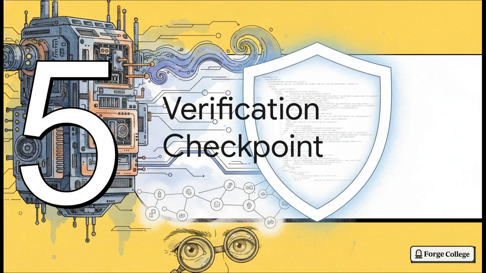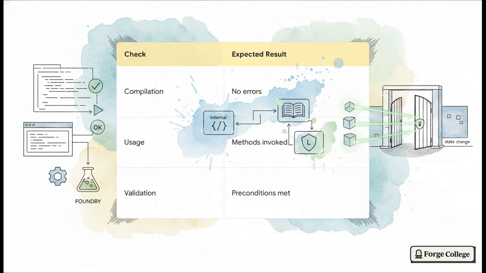Section 5. The verification checkpoint. We never blindly push code. We verify. Here is our minimalist local testing checklist. First, compilation. We expect absolutely no errors. Second, library usage. We confirm our methods are actually being invoked. And third, input validation. We ensure all preconditions are met before any state changes happen.